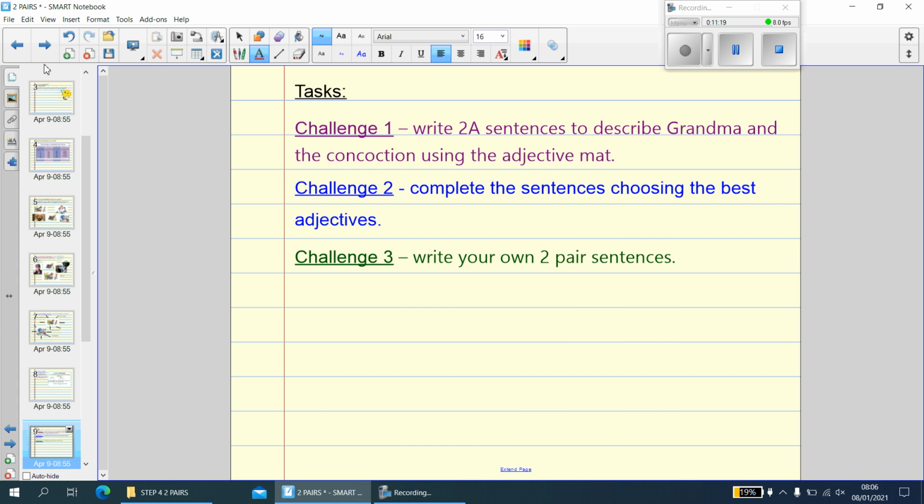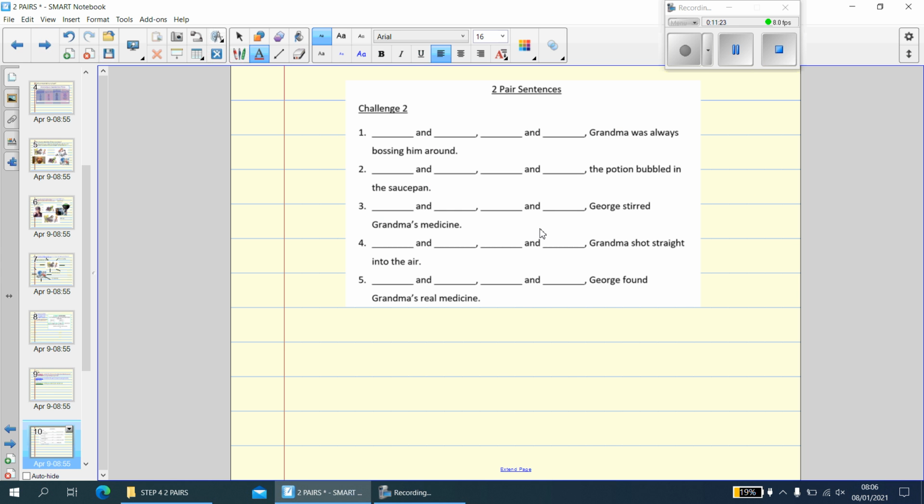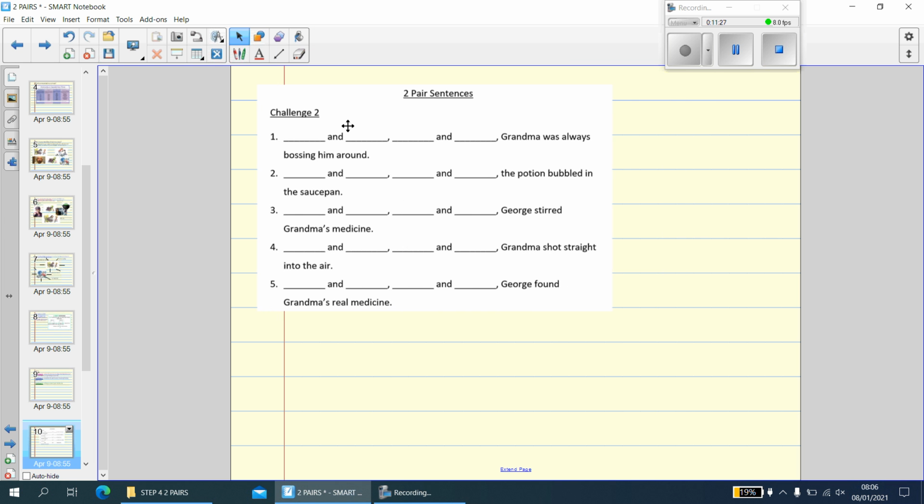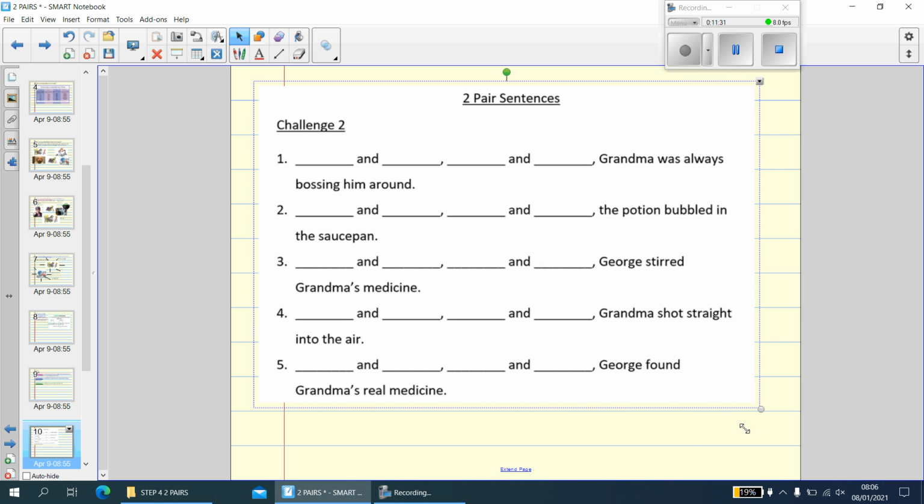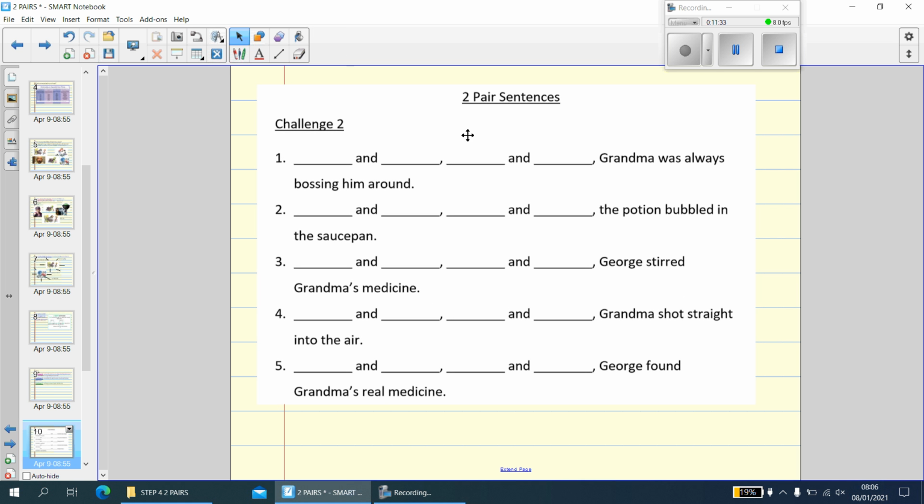Challenge 2. So it says complete the sentences choosing the best adjectives. They are on this slide. In fact, I'm going to make this a bit bigger so you can see it. You will be pausing the video on this bit in a moment, and you'll be copying this out. Okay, so it says something and something, something and something, Grandma was always bossing him around. So you could have mean and grumpy, selfish and wicked, Grandma was always bossing him around.